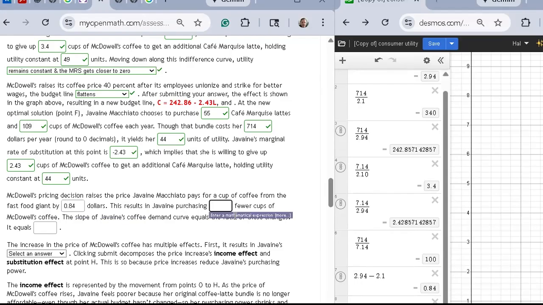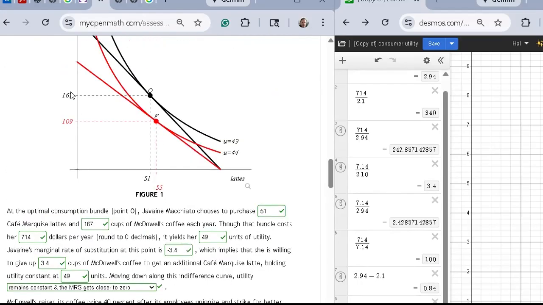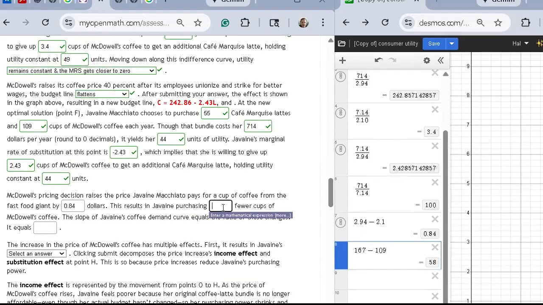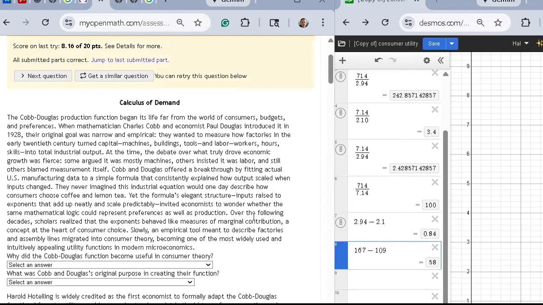And that resulted in what? Her purchasing fewer coffees. She purchases 167 minus 109 fewer coffees, which equals 58. So this is 58. I'm going to press enter to make sure I got those right.